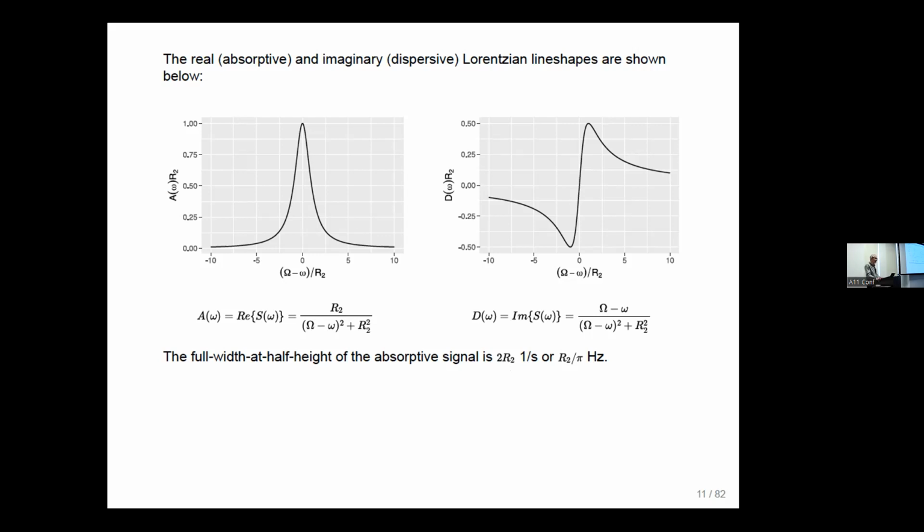That's, of course, of great importance to you as a spectroscopist. R2 determines how broad the lines are. And the smaller R2, the narrower the lines. And variously in the notes, I might say line width is R2, but I really mean R2 over pi in hertz.